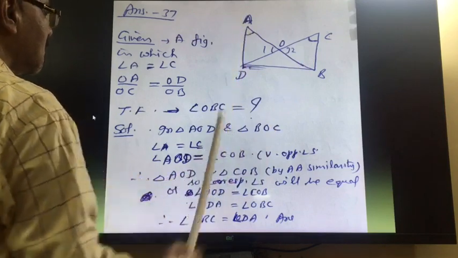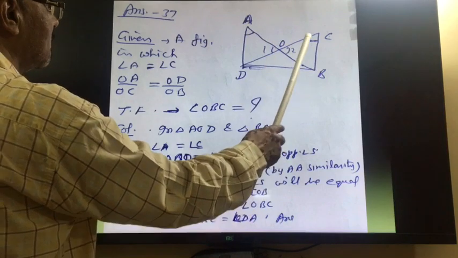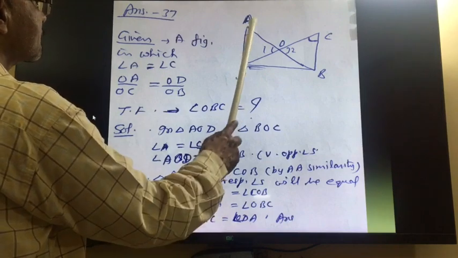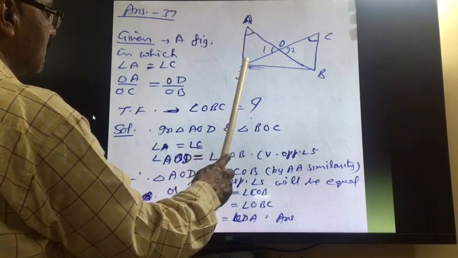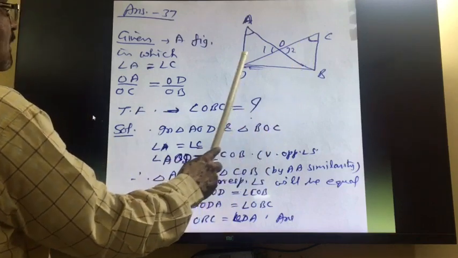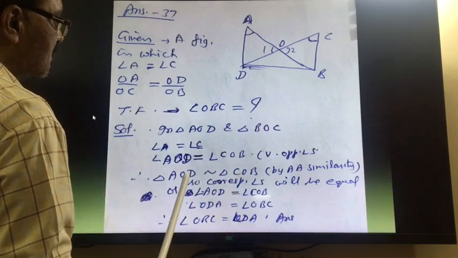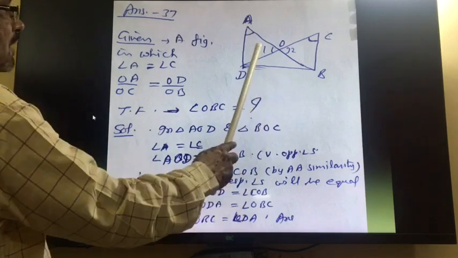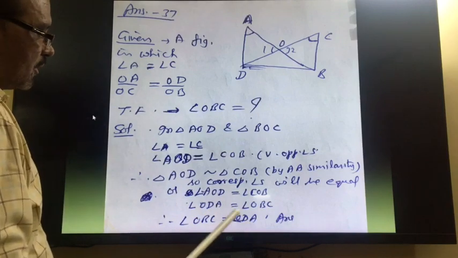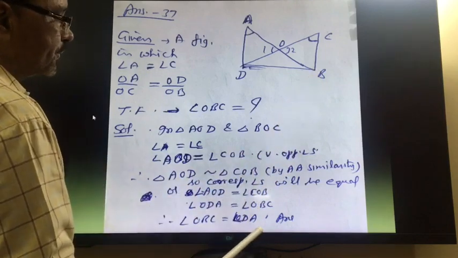So here this angle AOD is equal to angle BOC, it is already given. Now angle ODA and angle OBC, these two angles will also be equal because the triangles are similar. Triangles are similar, so corresponding angles will be equal. So angle OBC will be equal to angle ODA. Right?